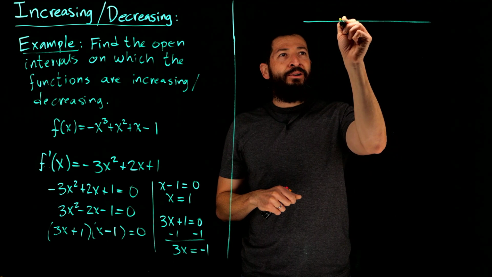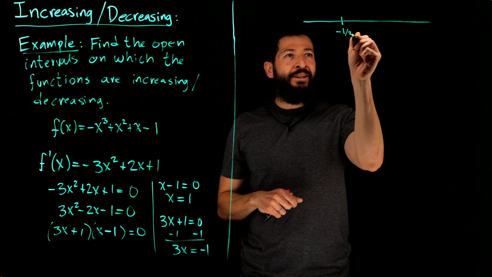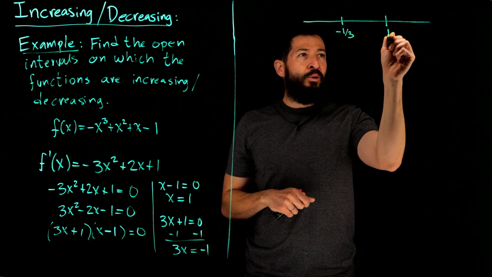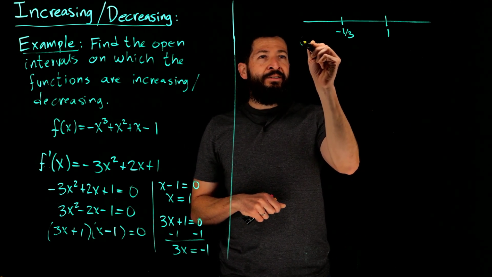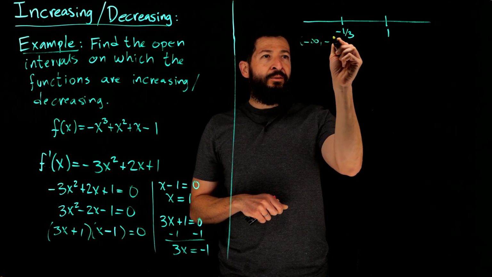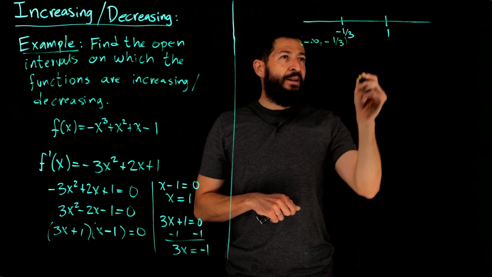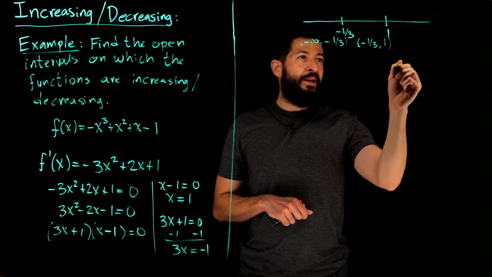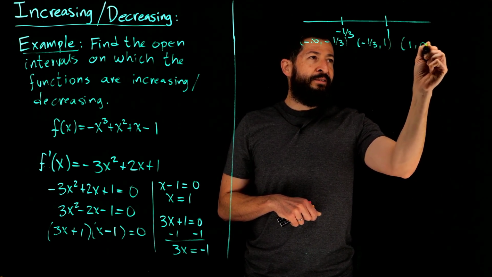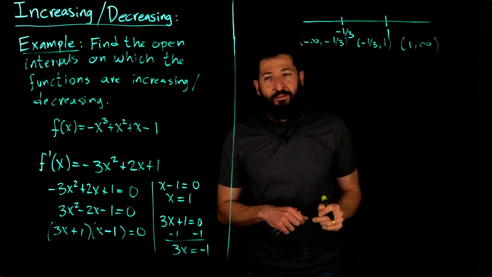So let's go ahead and put our numbers here. Negative 1/3 and 1. And that's going to give me 3 intervals. From negative infinity to negative 1/3. It's going to be a little bit tight, from negative 1/3 to 1. And then from 1 to infinity. So those are my 3 intervals.